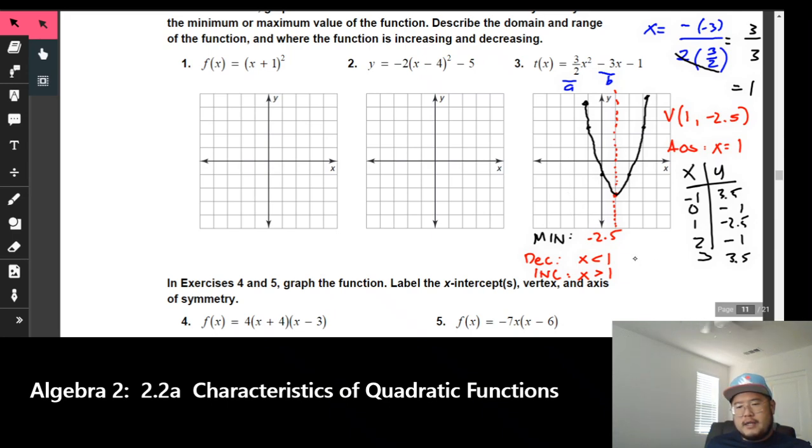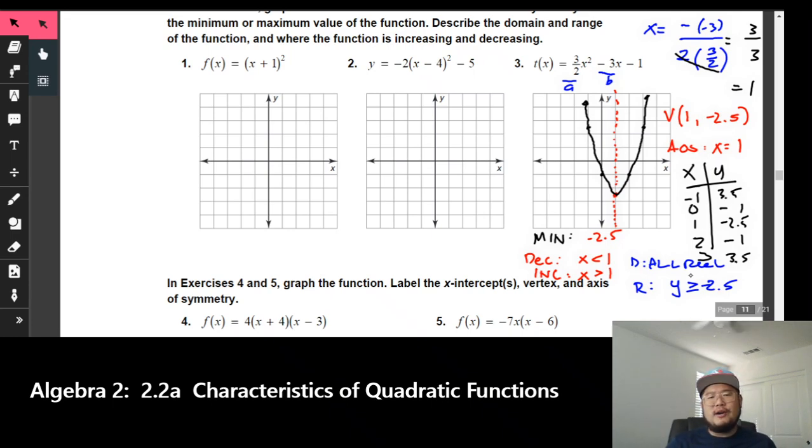We have next up our domain, all real. Range right here is going to be all values of y greater than or equal to negative 2.5. And there you have it. We now know every single part, or at least the main parts, of a parabola.